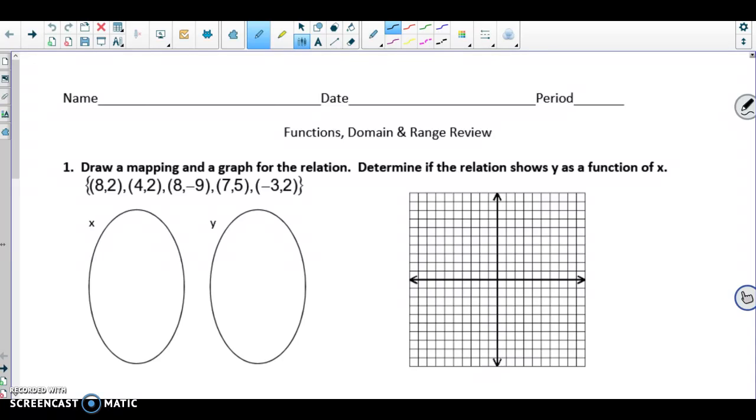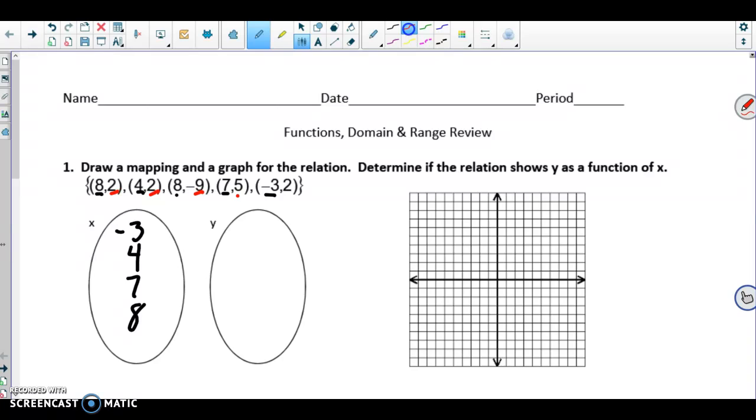So first thing for my mapping, I take a look for my x values. So I find all of those x values here. And really what I want to do is go ahead and order them from least to greatest. So I would list -3, 4, 7, and 8. And I'm only going to list 8 once, even though it appears 2 times in our x values. Okay. From there, I'm going to also then look at the y values.